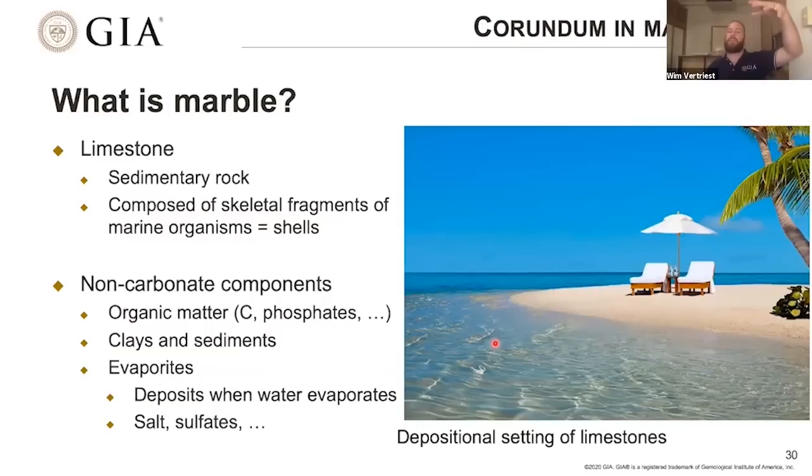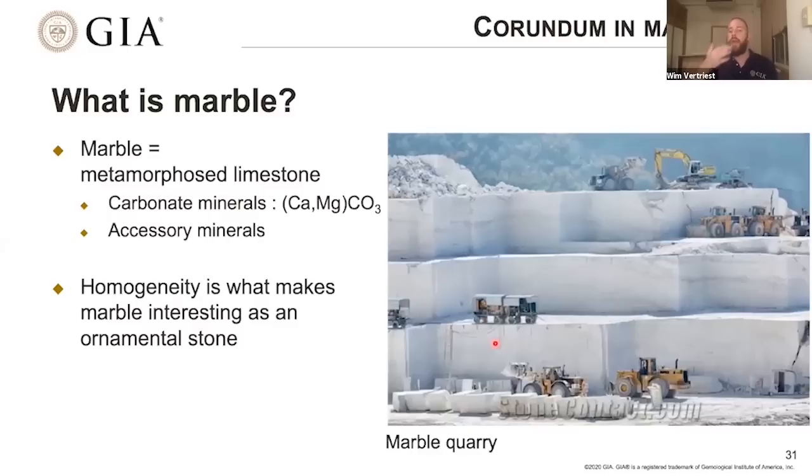So you have this mix that is mainly composed of shells, organic marine organism shells, with a little bit of organic matter, some clays, some evaporites mixed in between. Now, if you put that through enough pressure and enough temperature, you will metamorphose it and you will have what we call a marble. So your marble will consist of carbonate minerals dominantly, but you also have what we call accessory minerals. That is what is left over from those evaporites, from that organic matter, from those clays and sediments. So those are the accessory minerals. But most of that marble is actually composed of those carbonates.